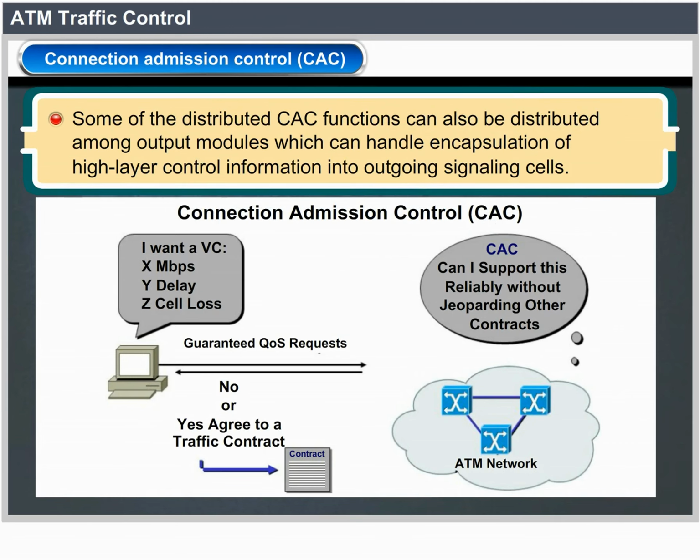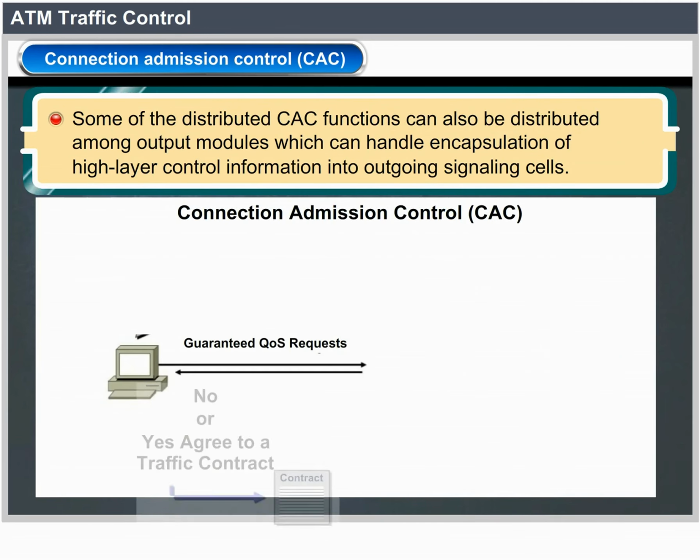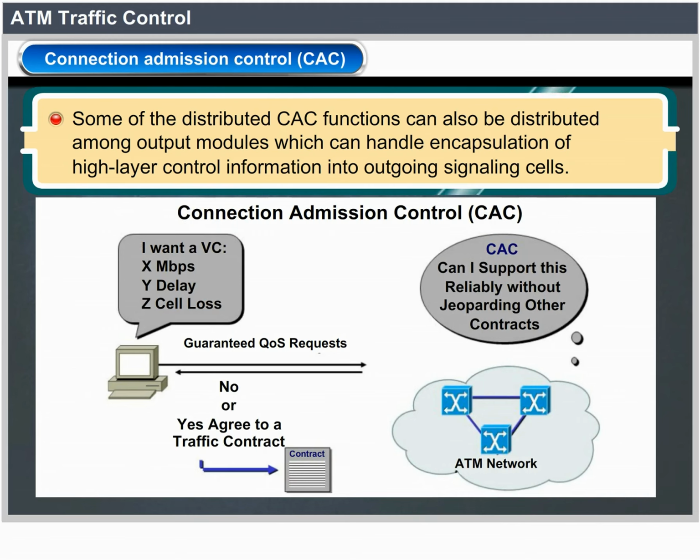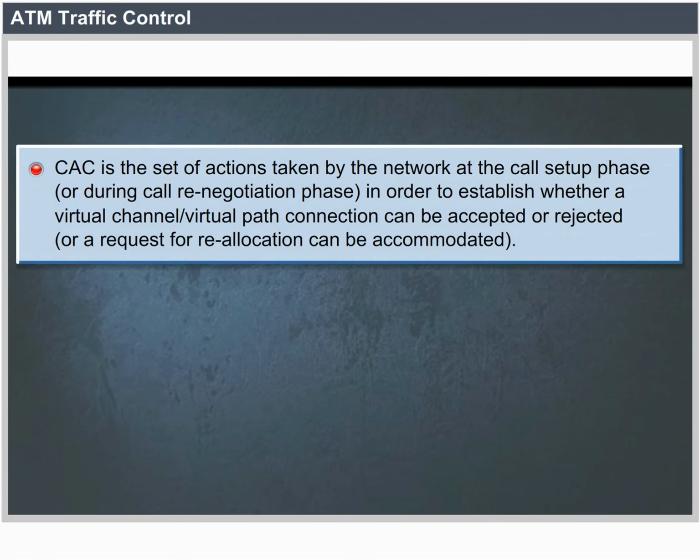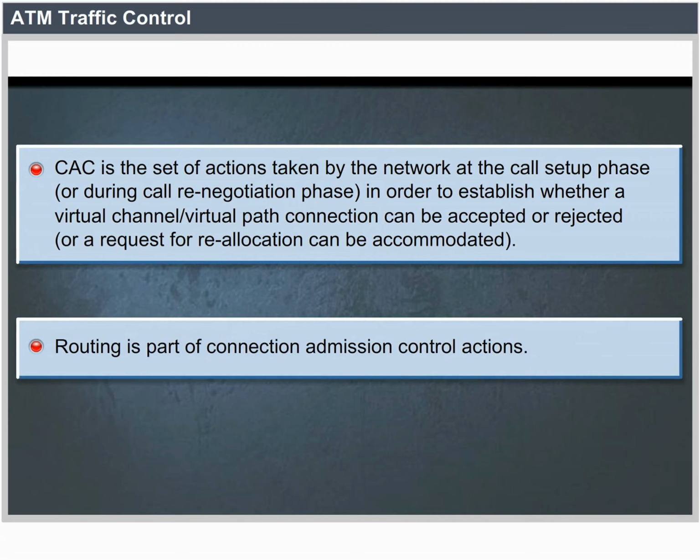Some of the distributed CAC functions can also be distributed among output modules, which can handle encapsulation of higher layer control information into outgoing signal cells. CAC is the set of actions taken by the network at the call setup phase or during the call renegotiation phase in order to establish whether a virtual channel or virtual path connection can be accepted or rejected, or a request for reallocation can be accommodated. Routing is part of connection admission control actions.